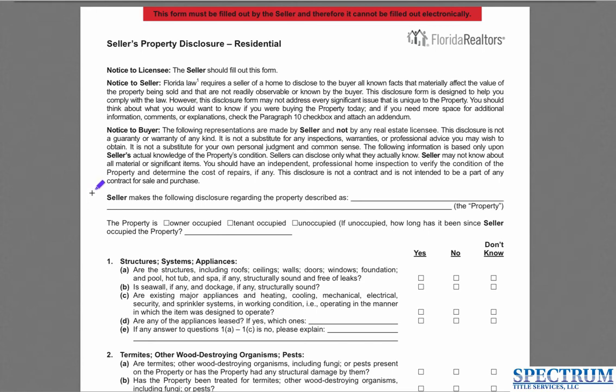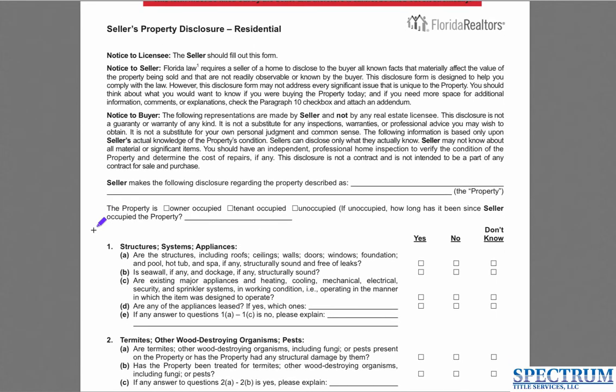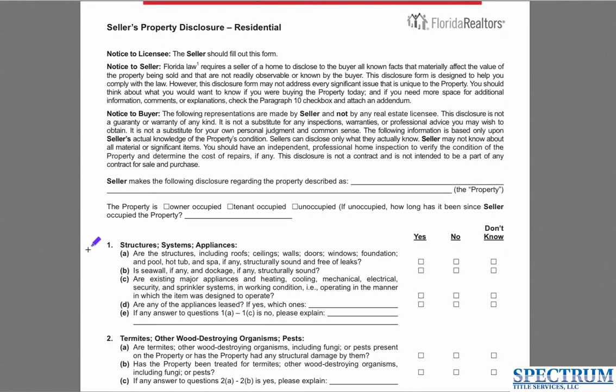Okay, seller makes the following disclosure regarding the property described as, fill in the address. Property is owner occupied, tenant occupied, unoccupied. If unoccupied, when did the seller last occupy the property? If they didn't, then you just put NA.